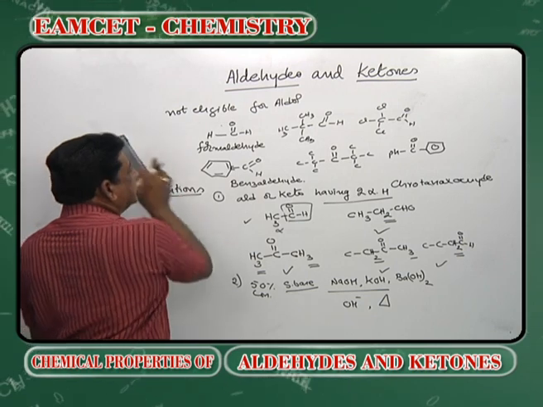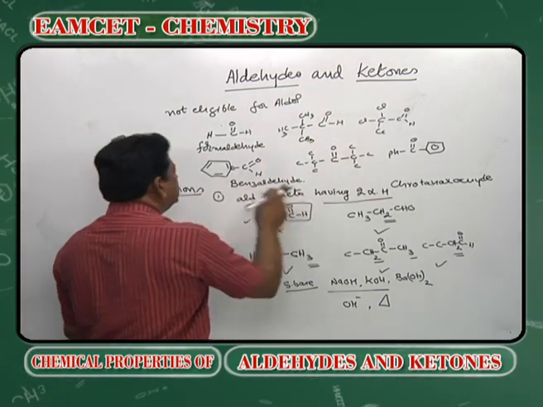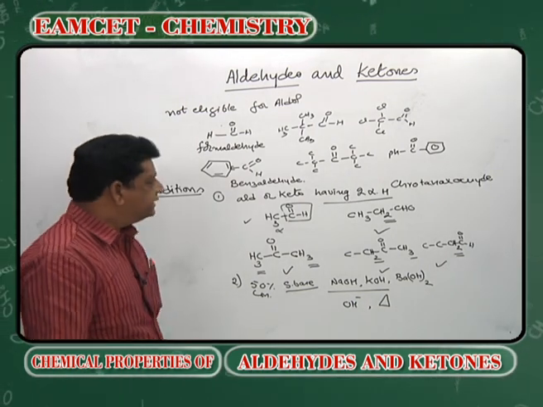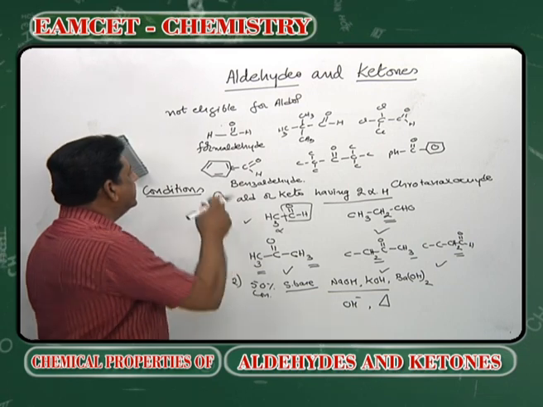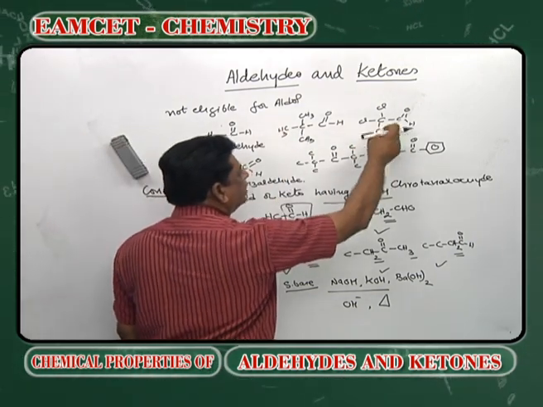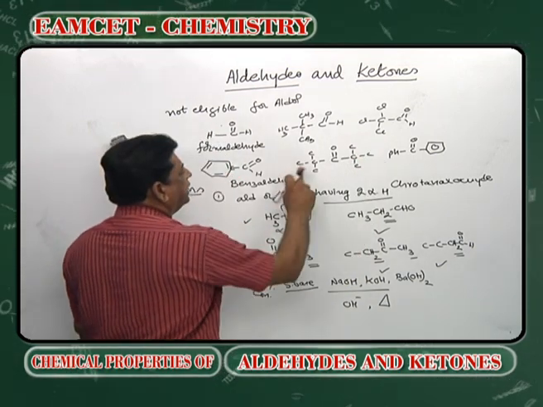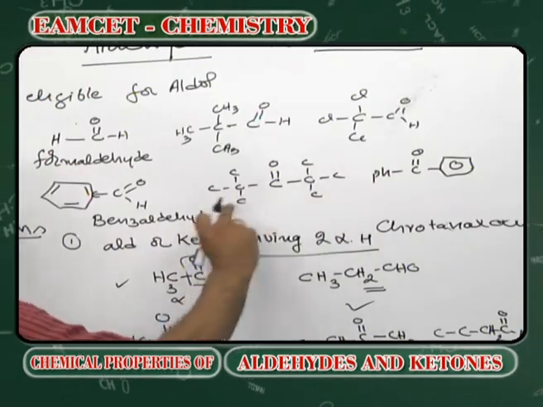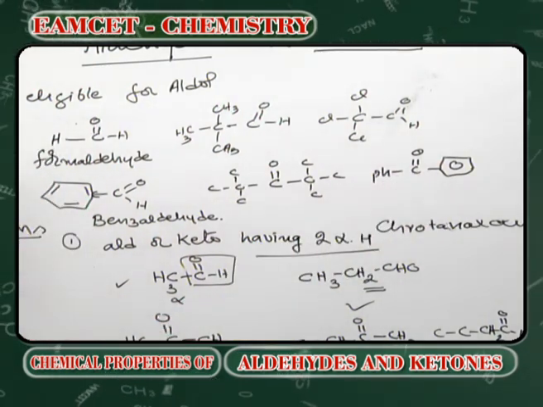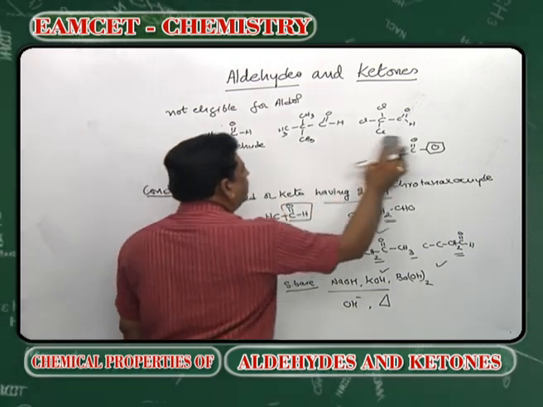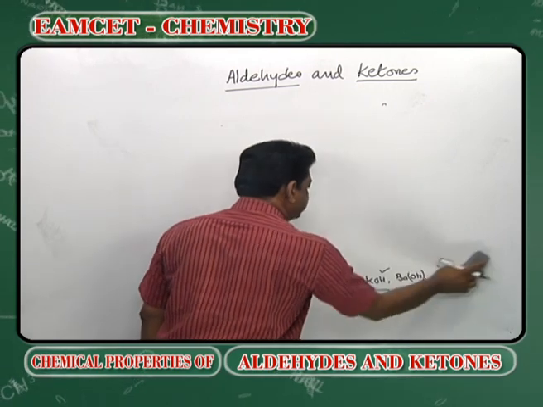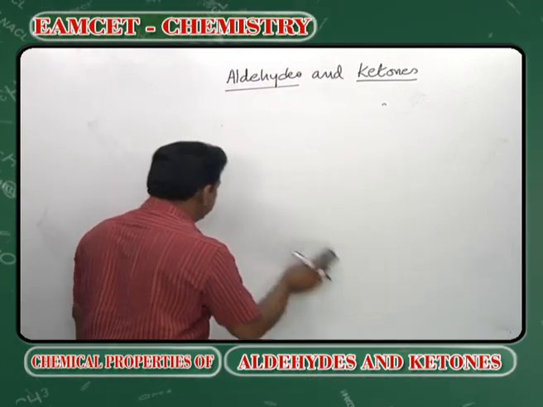So these are the conditions and these are the examples. Sometimes questions are asked that which of the following cannot undergo aldol condensation or can undergo aldol condensation. Examples: formaldehyde, trimethyl acetaldehyde, trichloroacetaldehyde, chloral, and benzaldehyde, and both the sides trimethyl groups, both the sides phenyls, that is benzophenone, cannot undergo aldol condensation.